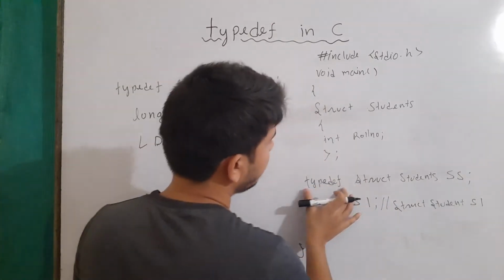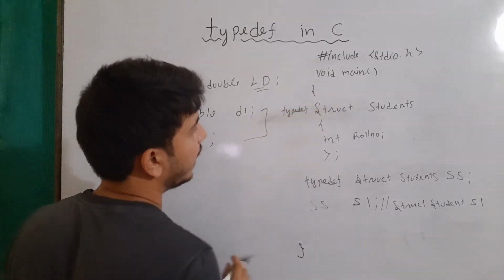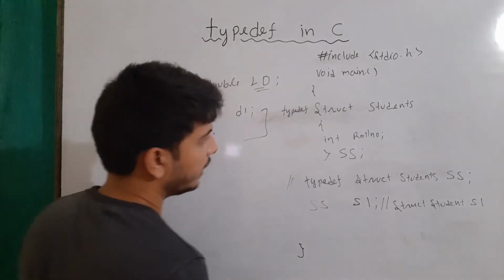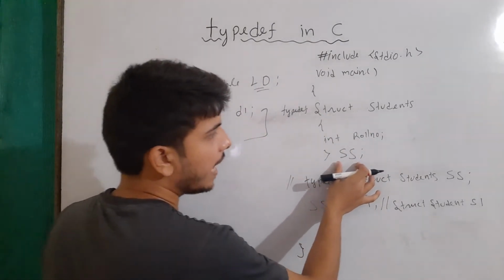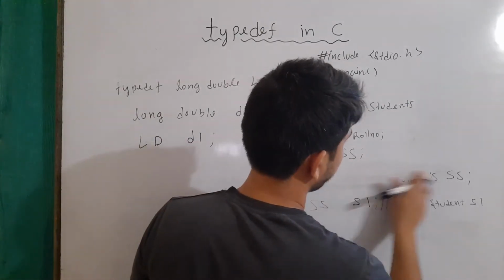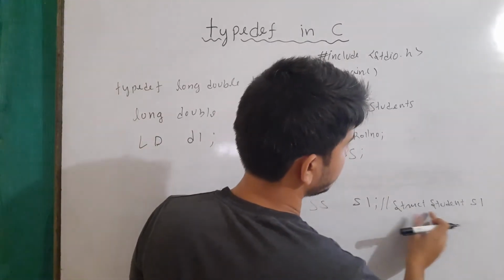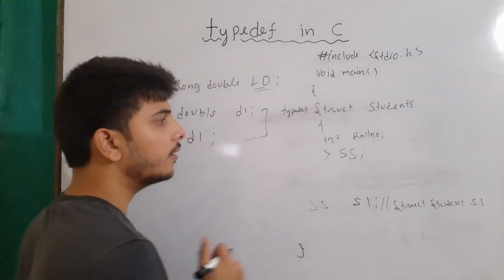There is another way in which the same thing can be achieved. Instead of writing typedef before, I will write typedef here and then write ss. It means that struct students can now be represented with ss. So now if I write ss s1, it is equal to struct students s1. So either you can do it with this method or with the previous method.